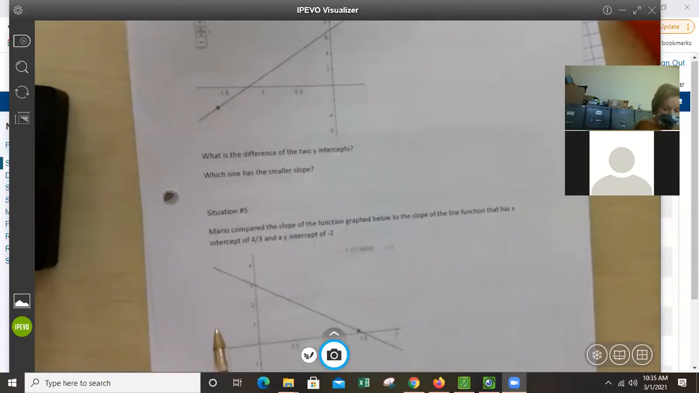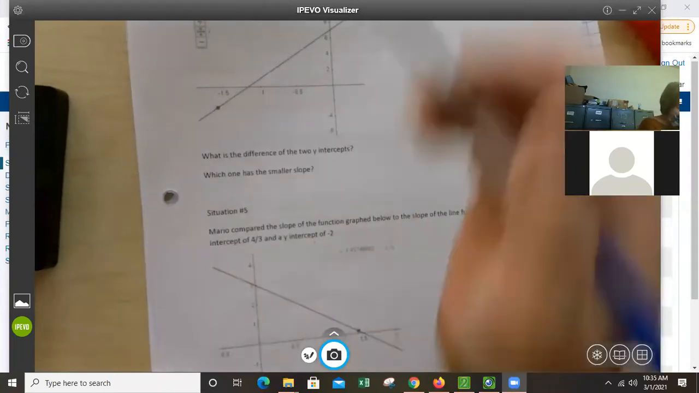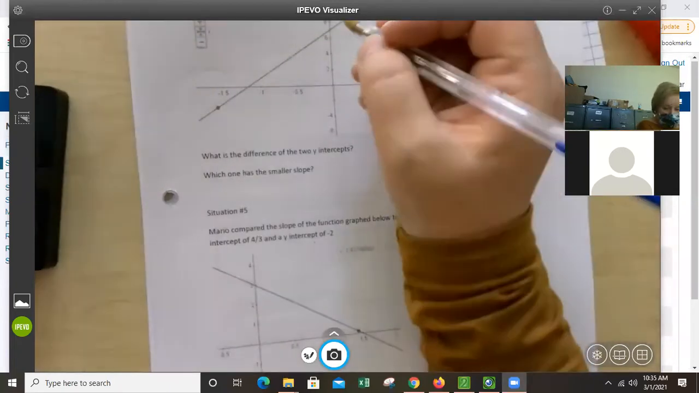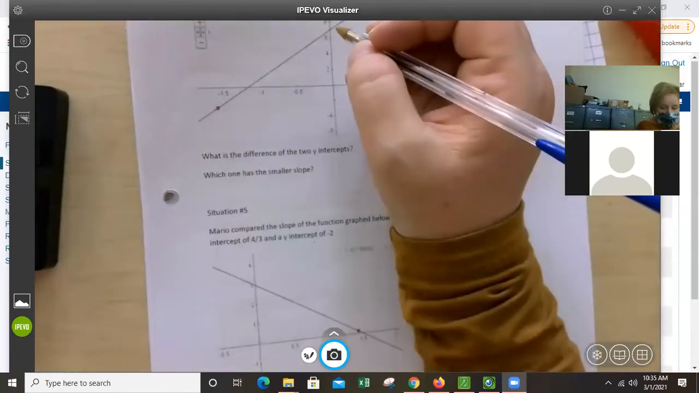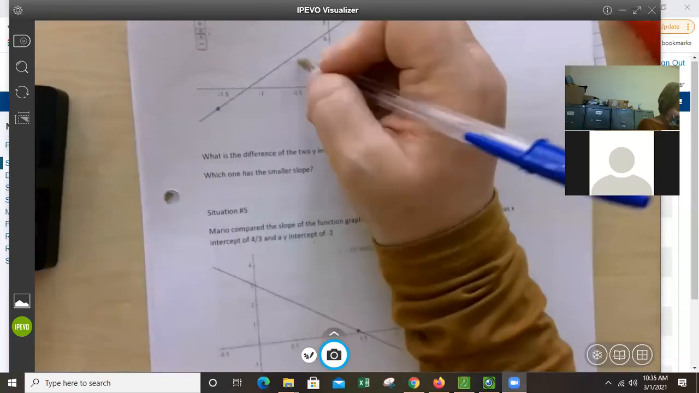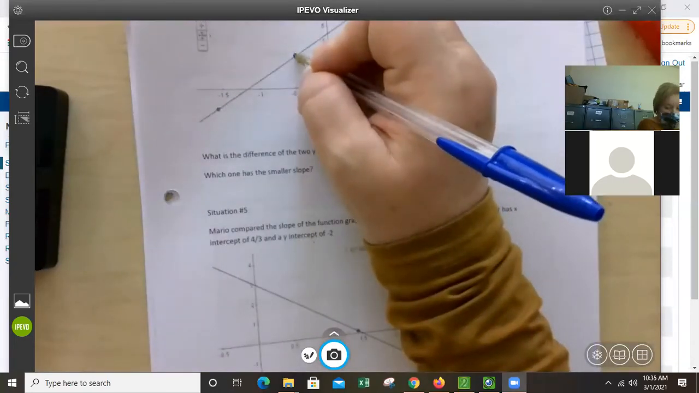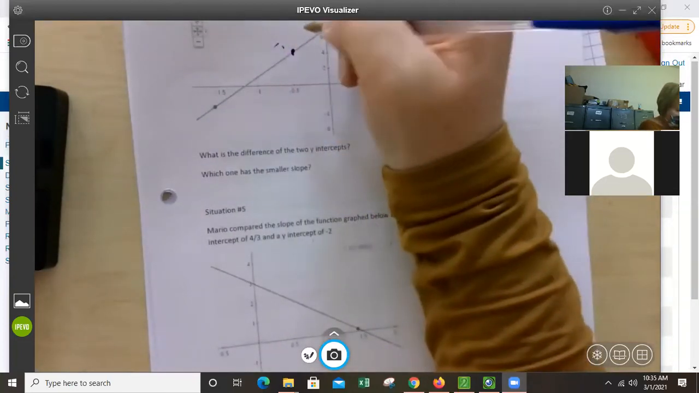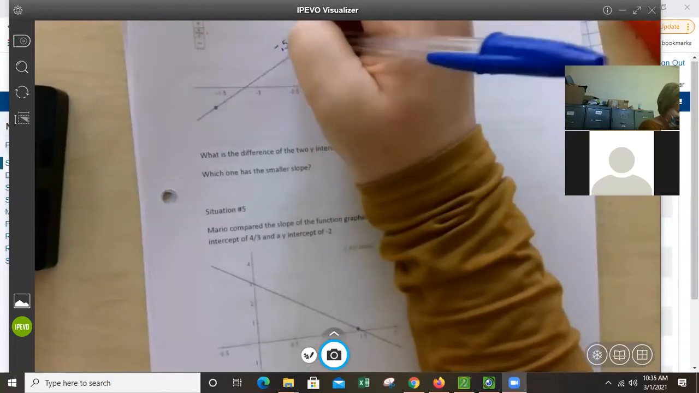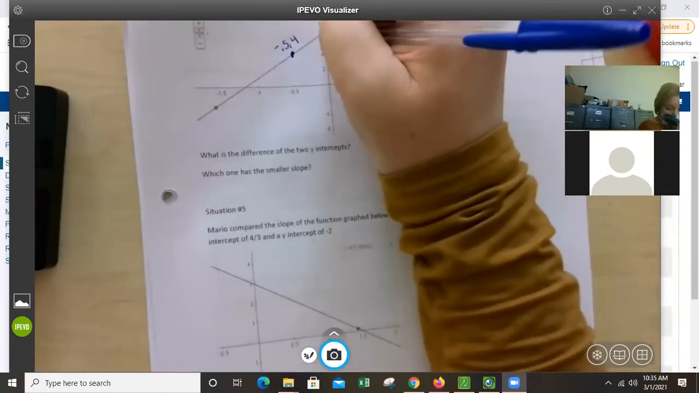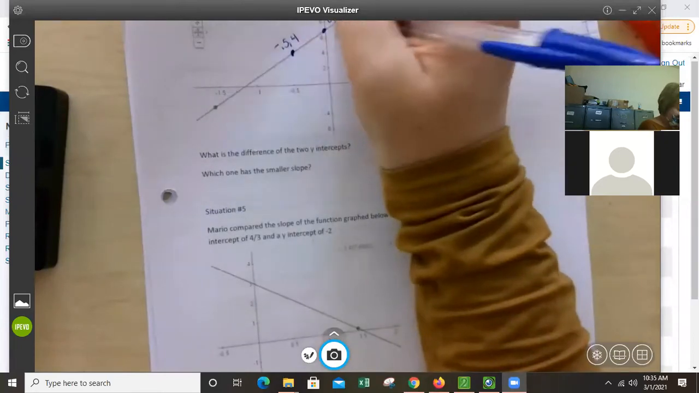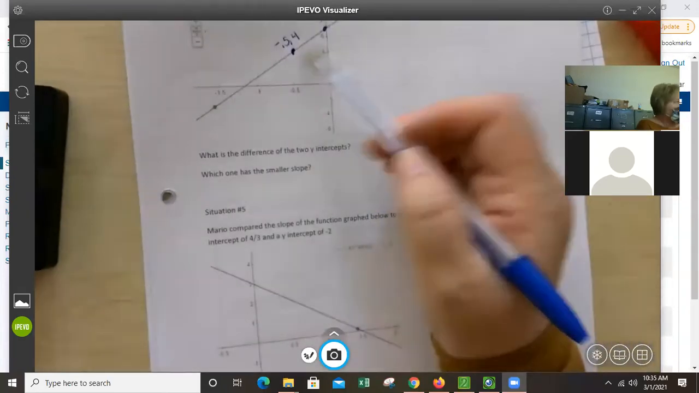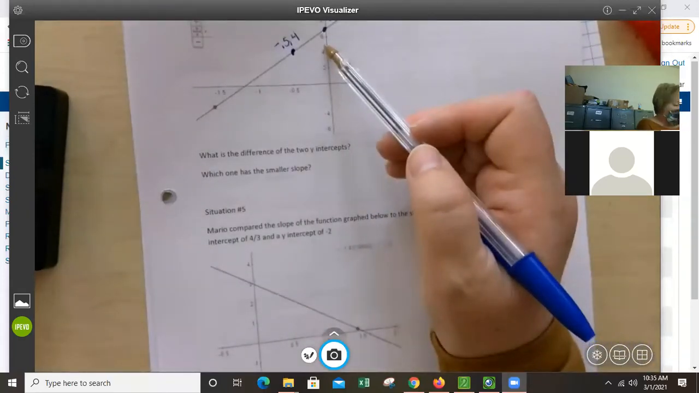Let's see what points we have. I'm just going to give them to you. We have this one right here, which is negative 0.5, 4, and then we have this point, which is 0, 7. Okay. So we only need 2 points to write an equation for this one.